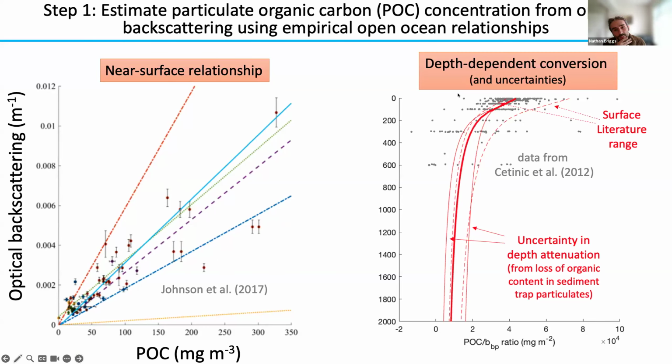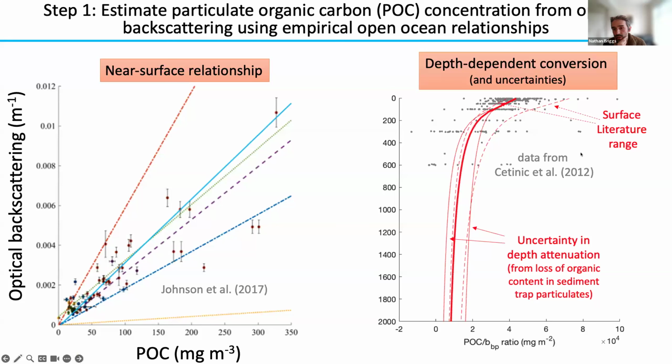And then there's also a depth dependence to this conversion. As particles that originate in the surface sink and get reworked, they lose their organic fraction faster than they lose their total mass. So we need to adjust our POC to backscattering ratio with depth. This solid red line on the right is showing the mean depth attenuation that we impose on this data set based on a couple different data sources.